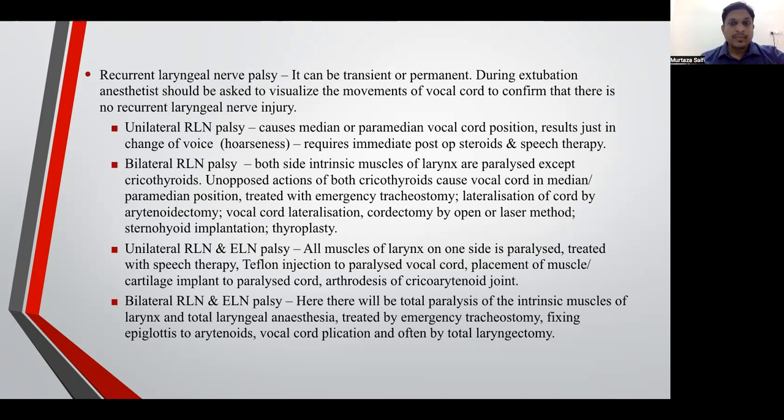Now, here is the slide showing recurrent laryngeal nerve palsy. It can be transient or permanent. Okay, so it is mandatory to examine the vocal cords before doing thyroid surgery, so that you can appreciate whether there is recurrent laryngeal nerve palsy after surgery or not.